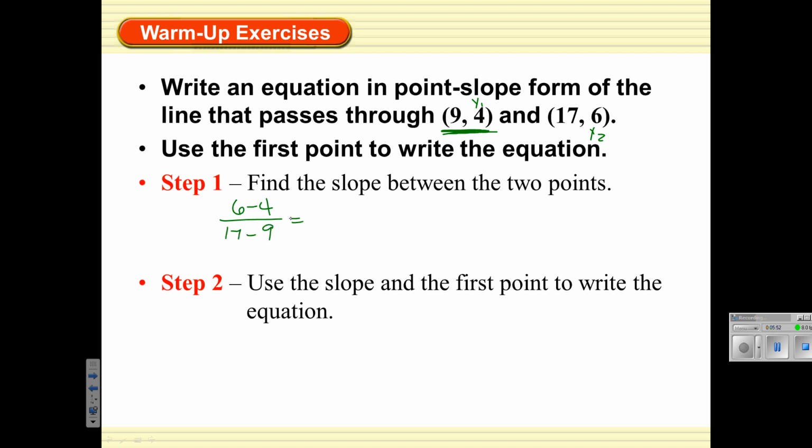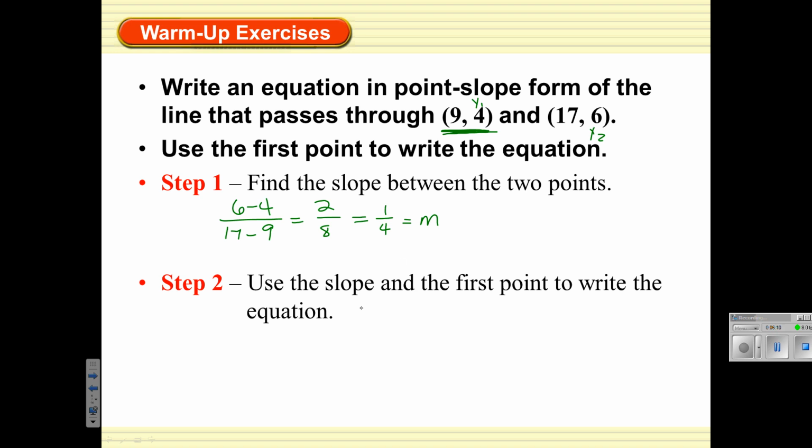Okay, 6 minus 4 is 2. 17 minus 9 is 8. So my slope reduces, 2/8 reduces to 1/4. So there's my m. Okay, use the slope and the first point to write the equation.